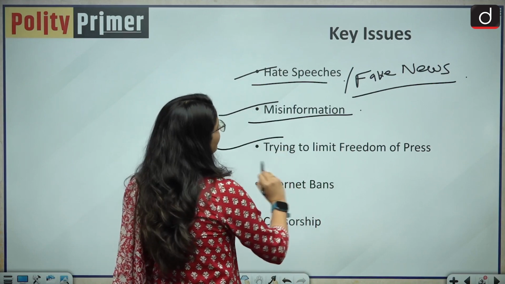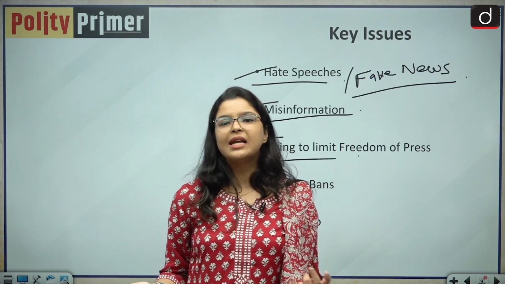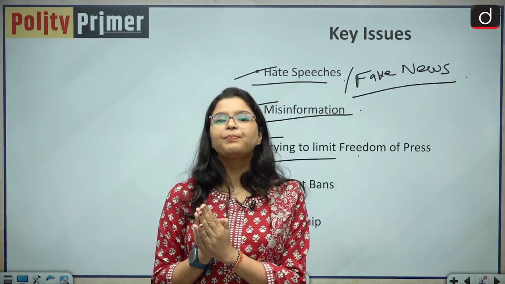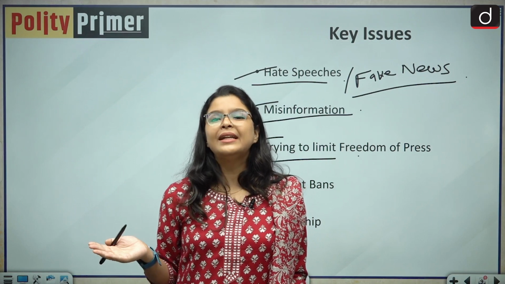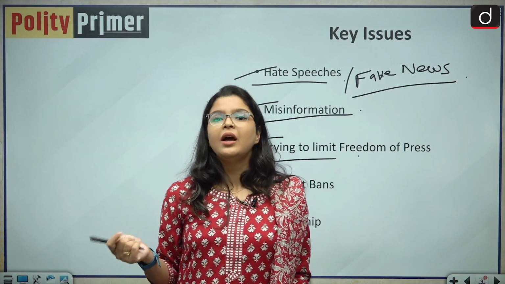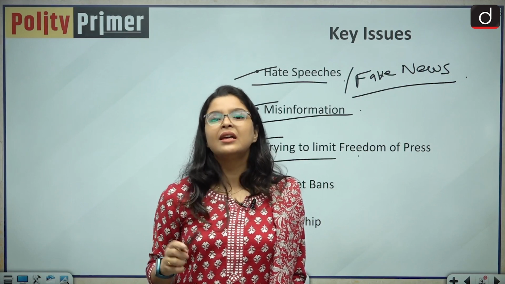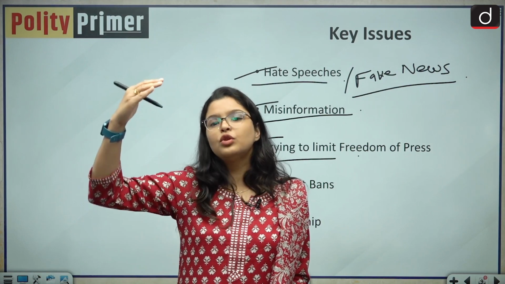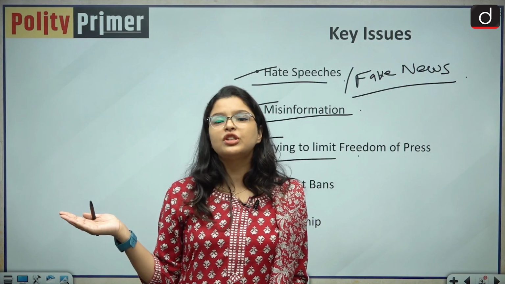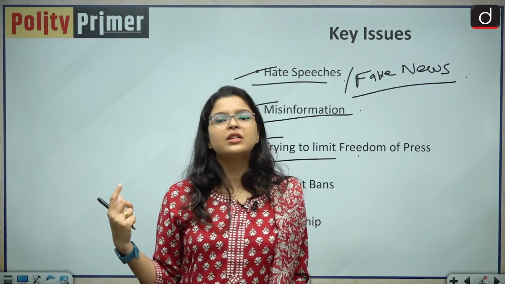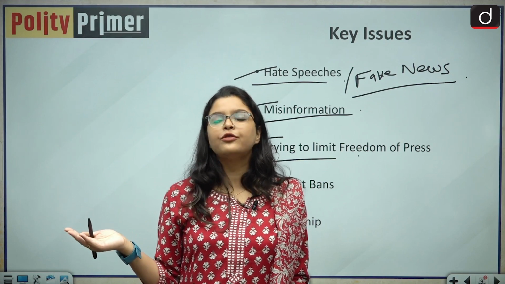Then there is trying to limit freedom of press. This is again a common issue which we face, that freedom of press is generally curtailed by governments in the garb of maintaining national harmony. And this also takes place in the form of internet bans. Recently we have also seen that a news anchor list has been released by our opposition parties, saying these are the news anchors we are not going to follow, who are not spreading correct information.